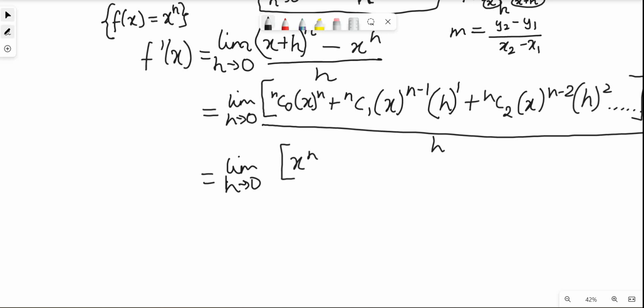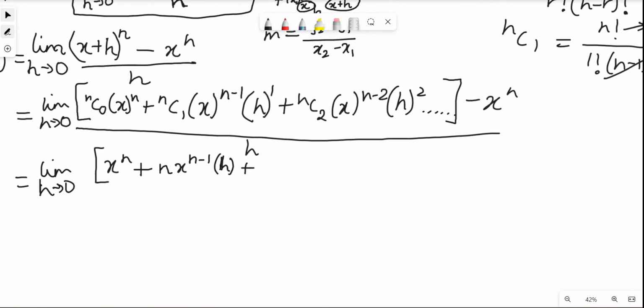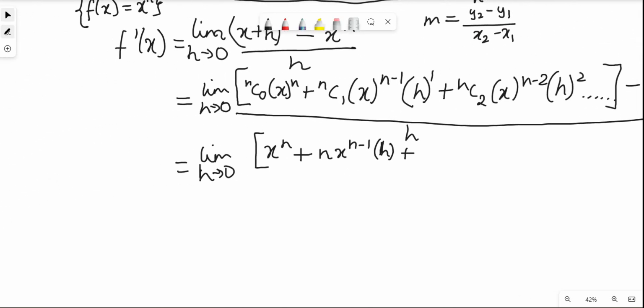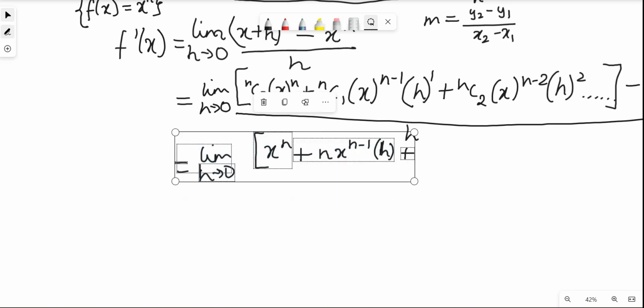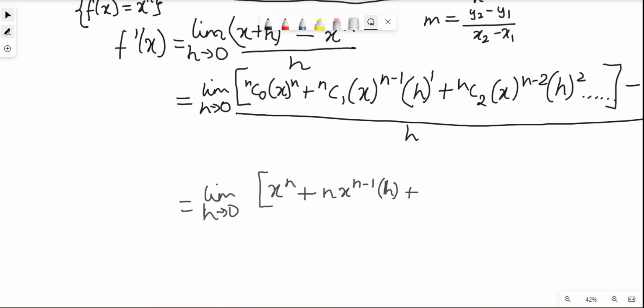And now we have plus n x power n minus 1 times h, it's h, not n, plus, now nC2 is an interesting case because, just move this, oh wow, I actually did it, wow, incredible.